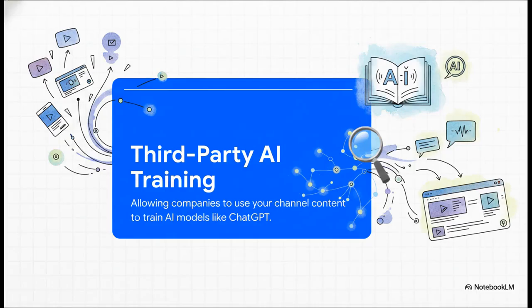And lastly, we have third-party AI training. By checking this box and allowing companies to use your channel's content to train AI models, you are essentially turning platforms like ChatGPT into your own personal promoters. Think about it. If someone asks ChatGPT how to get more views on YouTube, the AI generates an answer and will actually pin specific YouTube videos as references. By turning this setting on, your video has a significantly higher chance of popping up and being recommended directly by the AI to users around the world.